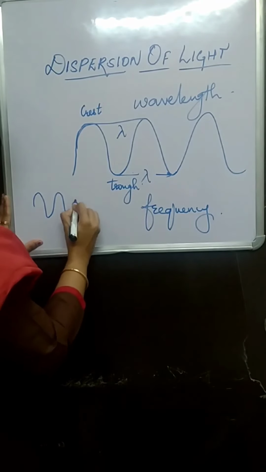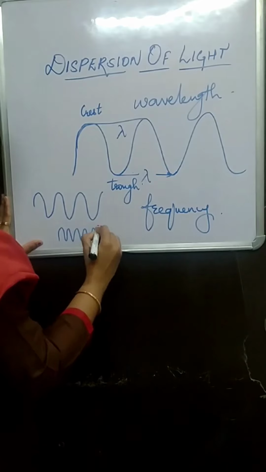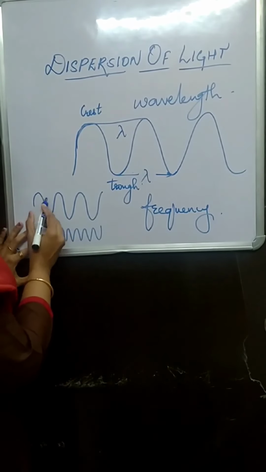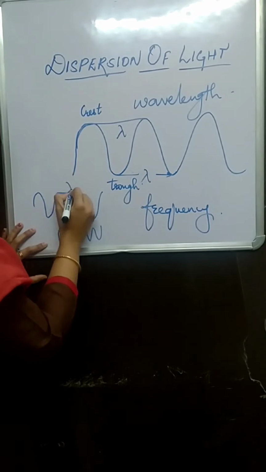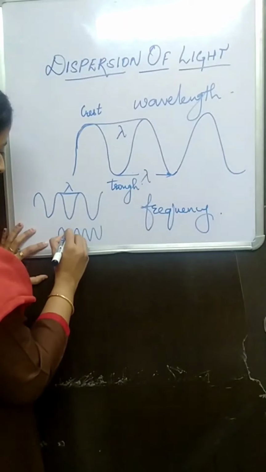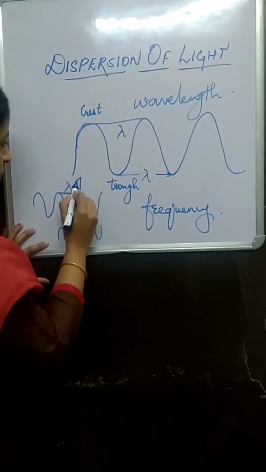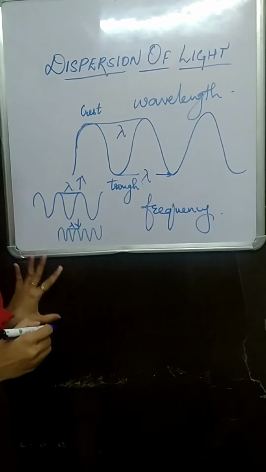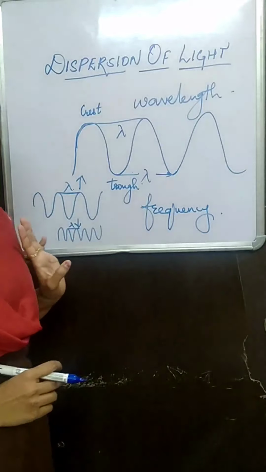This one wave, and I'll consider this wave. Now, as you can see here, the distance between two crests is lambda, and the distance between this crest and this crest is also lambda. Here the wavelength is more, here the wavelength is less. Here the wavelength is more and here the wavelength is less.